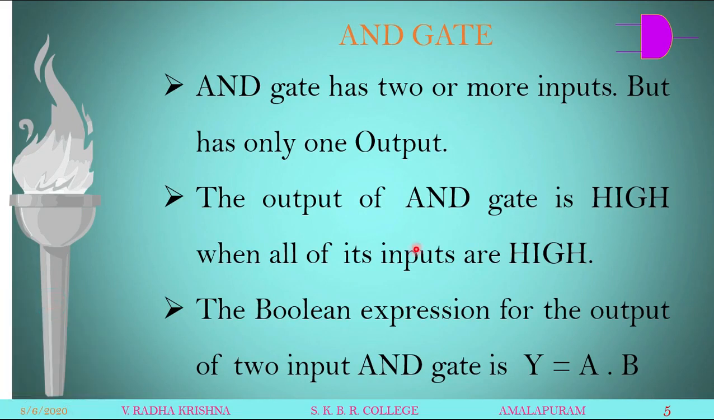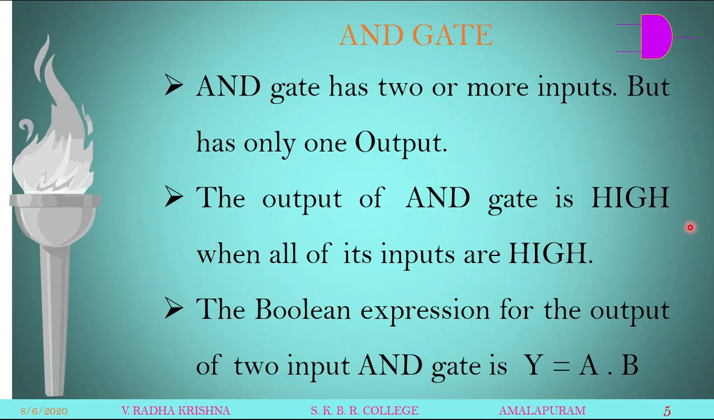This is the logic symbol of an AND gate. These two are the inputs. It is the output. Hence, it is a two input AND gate. It may contain 3 inputs, 4 inputs or any number of inputs. Now, what is its output? The output of an AND gate is high when all of its inputs are high.